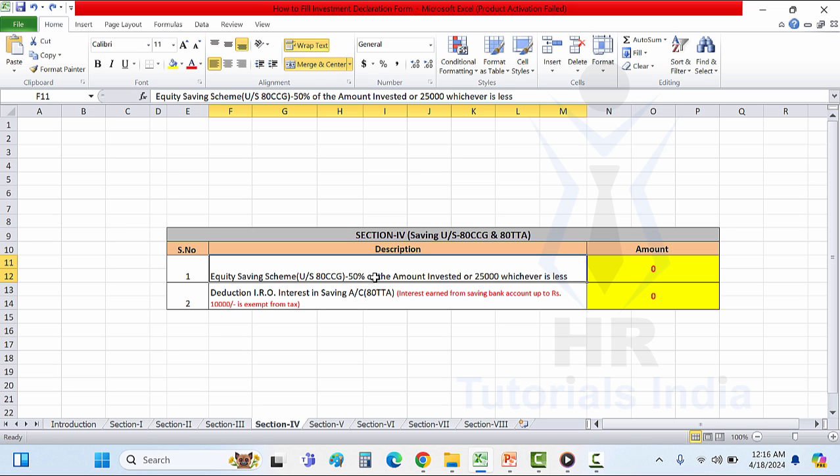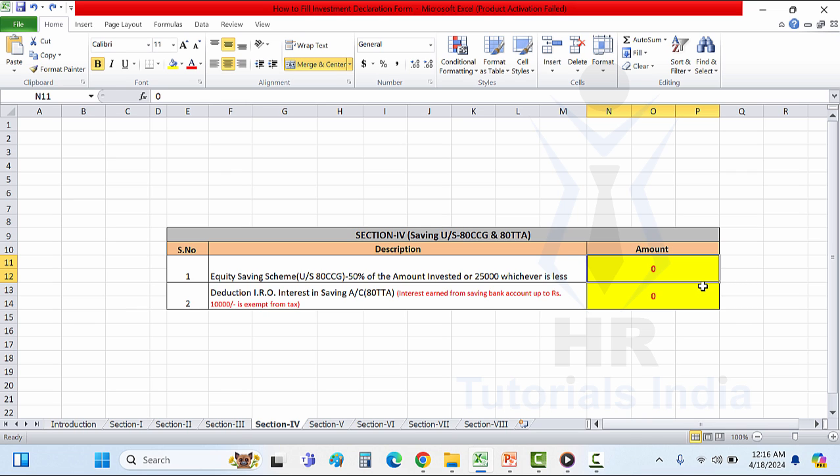Section 4, savings under section 80CCG and 80TTA. Now let us see what it consists of under this section. Equity savings scheme under section 80CCG, 50% of the amount invested or 25,000 whichever is less, deduction. Interest savings under section 80TTA, interest earned from savings bank account up to a limit of 10,000 is exempted. So these are the two options under section 4 which can be exempted from taxes.